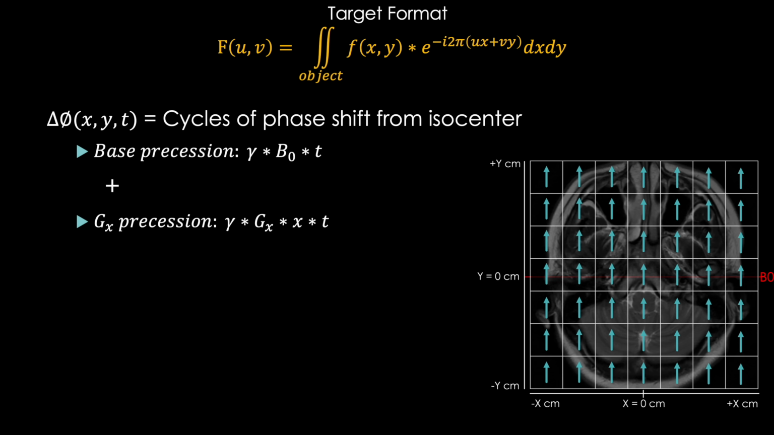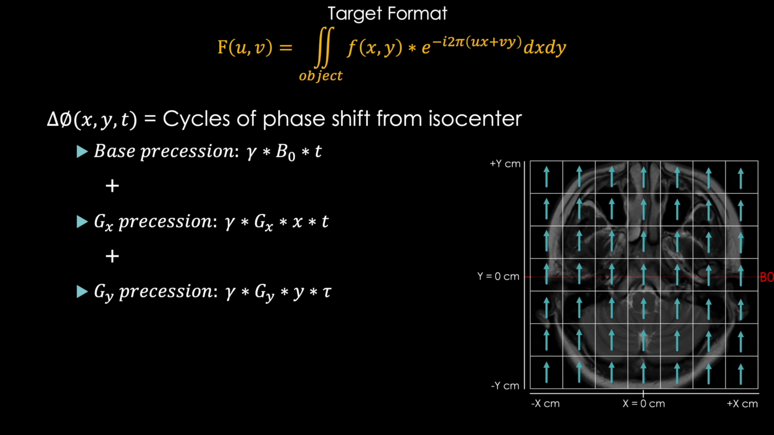The precession caused by gx will equal the gyromagnetic ratio gamma times the magnetic field applied gx times the position x within our slice times the amount of time t this field is applied. Likewise, the precession caused by our gradient field gy across the y-axis will equal the gyromagnetic ratio gamma times the strength of the magnetic field applied gy times the position y within our slice times the amount of time tau this field is applied. Now this seems a bit of a mess.